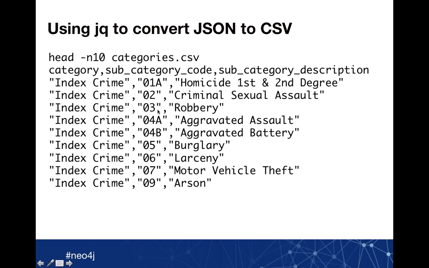So this is what it looks like. I guess you can hopefully see how we're going to import this. We've got our categories. This is the top level category all the way down here with index crime. We've got our subcategory code, so those are the codes that we're going to be able to connect to our crimes, and then we've got a description of what was the crime that was actually committed.